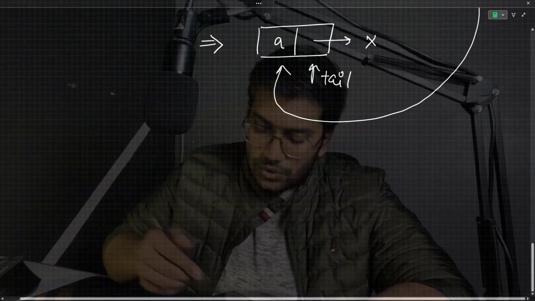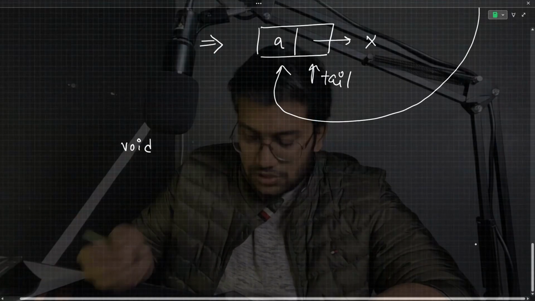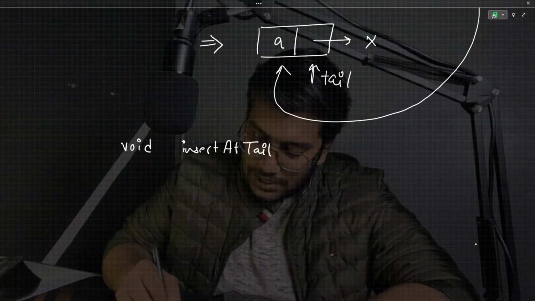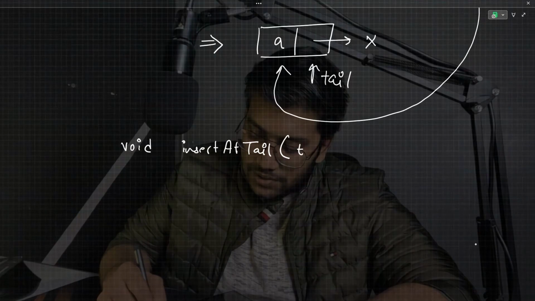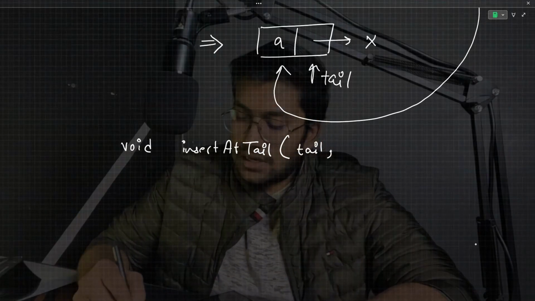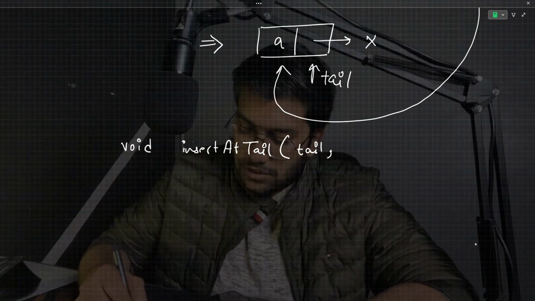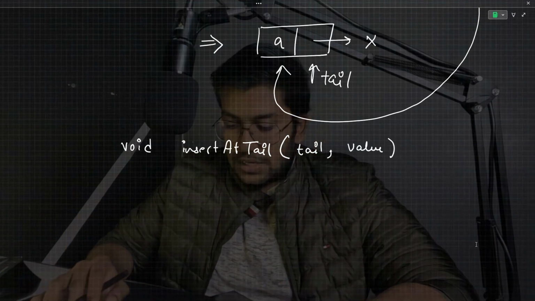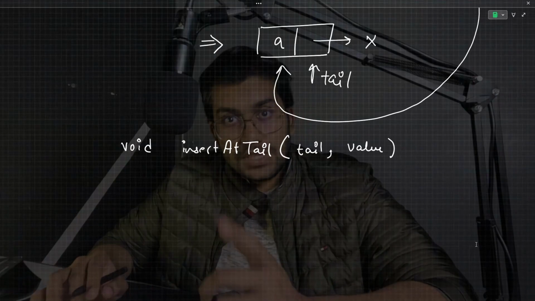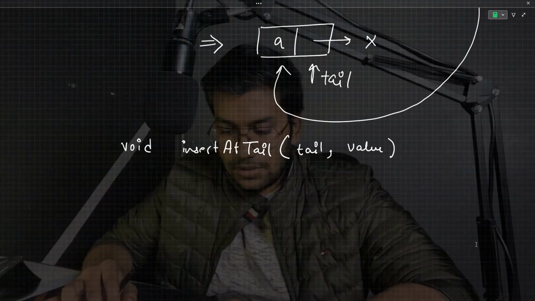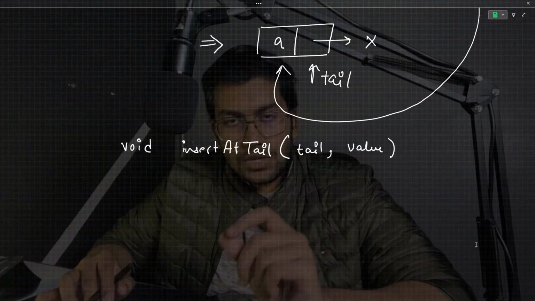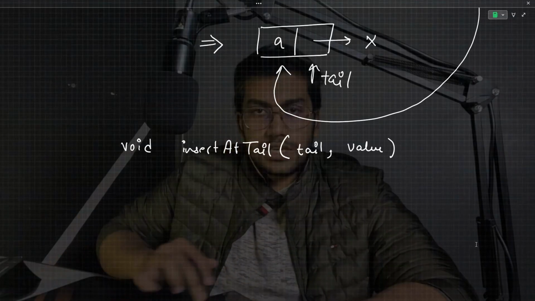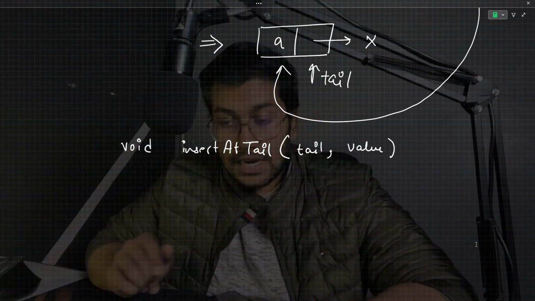So let's write the code. Again, let's assume this is a void type, insert at tail. Inserting at tail, you would be given the tail node and the value. What is the value? Let's say, not a, but value. One more thing I forgot to mention in the previous case: when you insert at head, and you have a tail pointer, you need to do some modification as well. We'll discuss this after we discuss insert at tail.